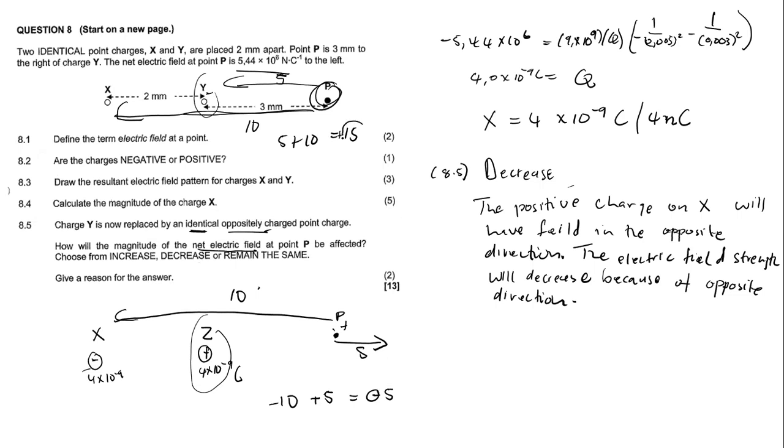So we're going to compare the numbers 15 and 5. 15 is greater than 5. Why is 15 greater than 5? Because Y was negative, but when Y is replaced to be positive, now what is happening with the electric field? The electric field decreases, it becomes 5. So the positive charge on X will have field in the opposite direction. The electric field strength will decrease because of opposite direction. So this is true. You can also explain it in this way. That's why we say the electric field will decrease when we have the positive charge, which is this one. Now the field will decrease to 5. That's why I'm saying you can calculate it to see it will make sense. So that's it for this video.